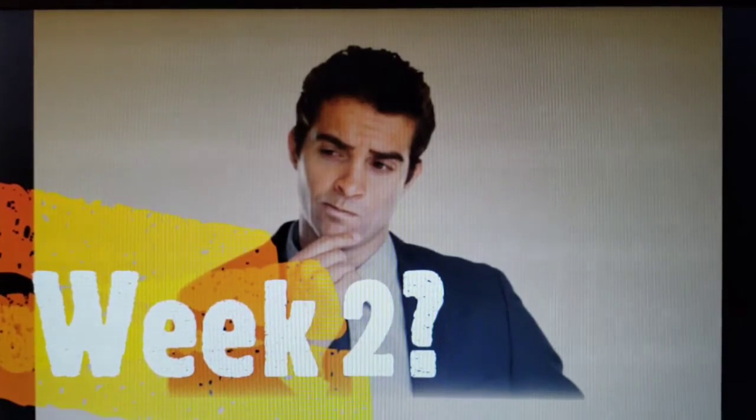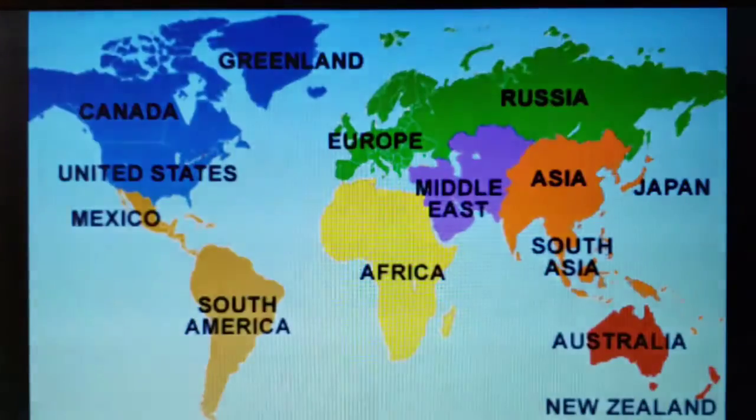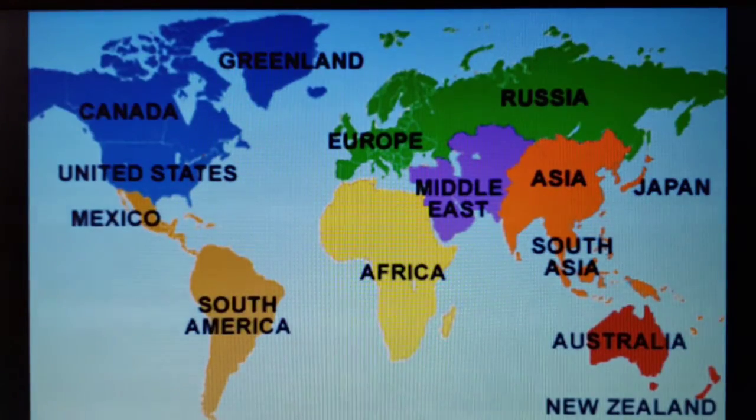We're going to talk about some geography this time. This is the map of the United States of America. Where is the United States on the world map? As you can see, that blue part of the map, the United States is between Canada and Mexico. Those are north and south, respectively.